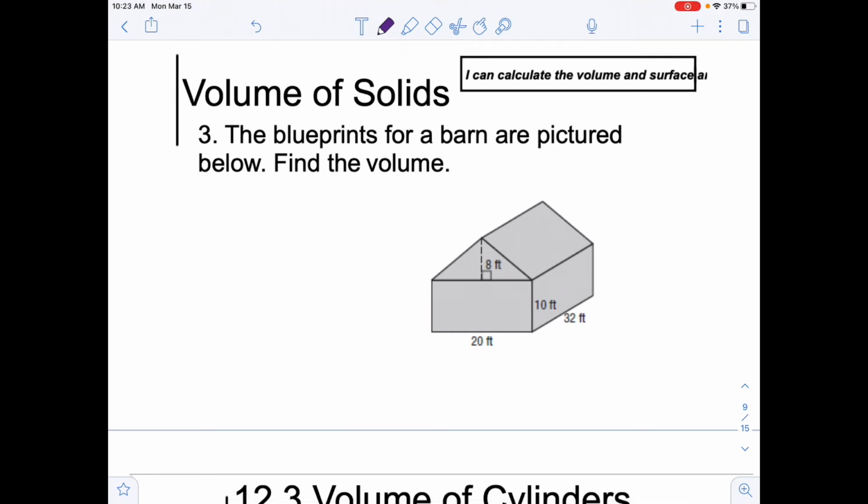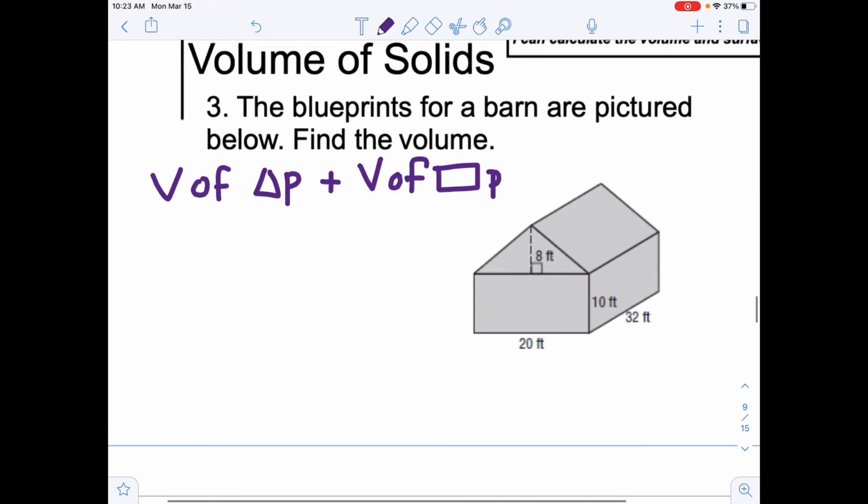Okay, number 3 says the blueprints for a barn are pictured below. Find the volume. So to find the total volume of this, I'm going to find the volume of the triangular prism, and I'm going to add it to the volume of the rectangular prism. So I'm going to have to do 2 calculations here and then add them together. So I'm going to start with the volume of the triangular prism, which is that top, like that roof there.